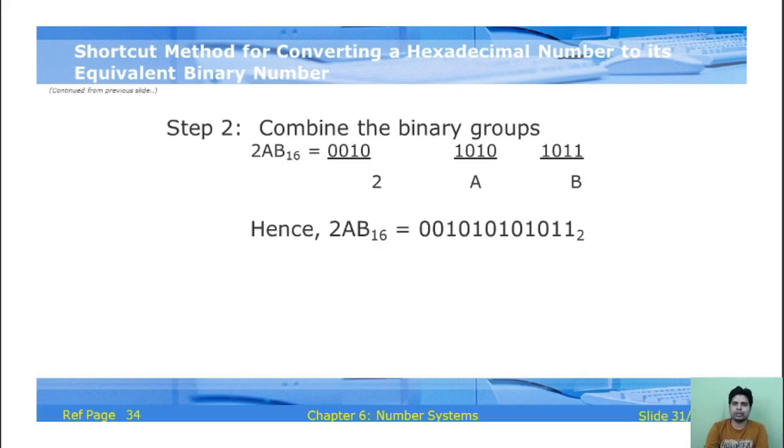Combine. Here, step 2 means combine the binary groups, as we have already discussed, for 2AB in base 16. So this is the 2, this is the A, and this is the B, and we combine all the digits. This is the first, this is the second, this is the third. So yes, we have converted from the hexadecimal to the binary number system. Clear?